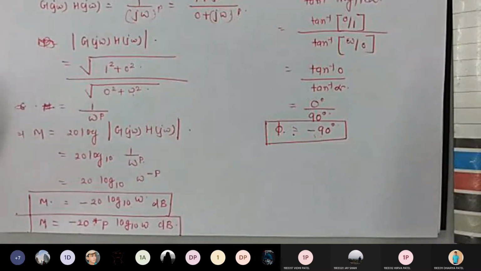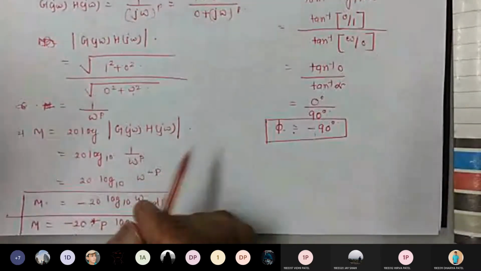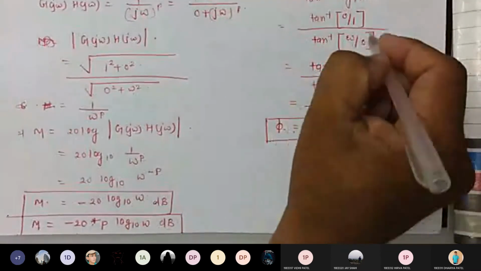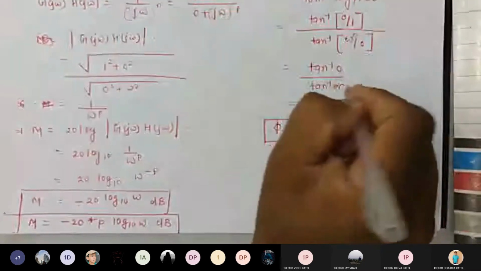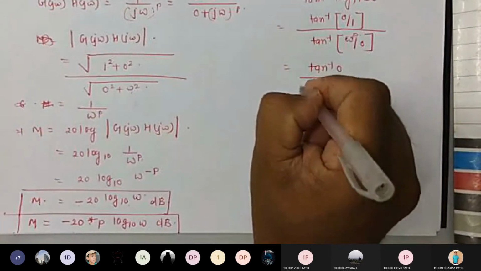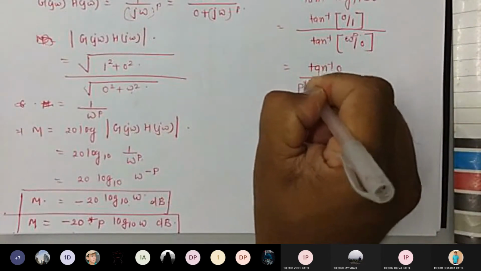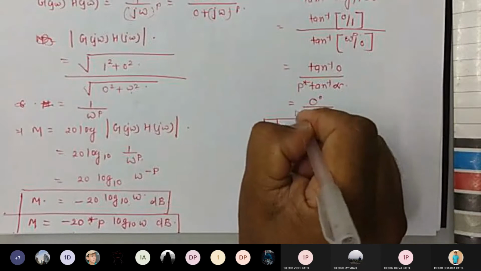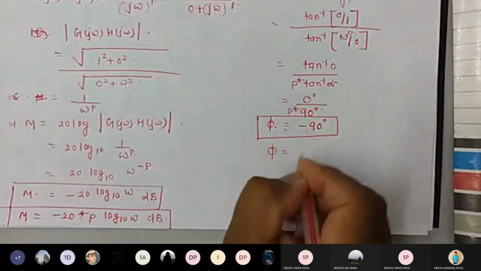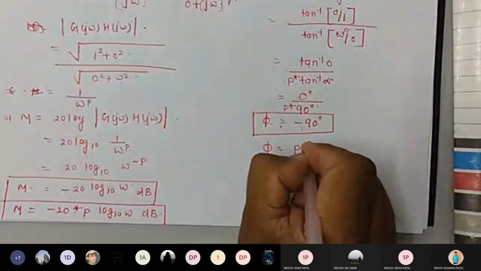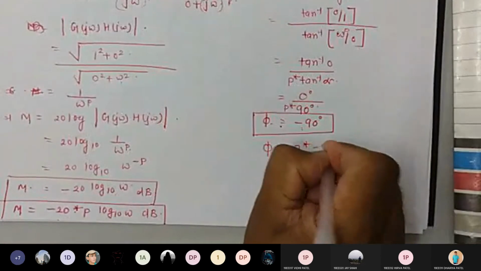Yes, sir. Over here what will happen? Omega raised to p. Here p is going to multiply over here. So over here phi is equal to p into minus 90 degree.